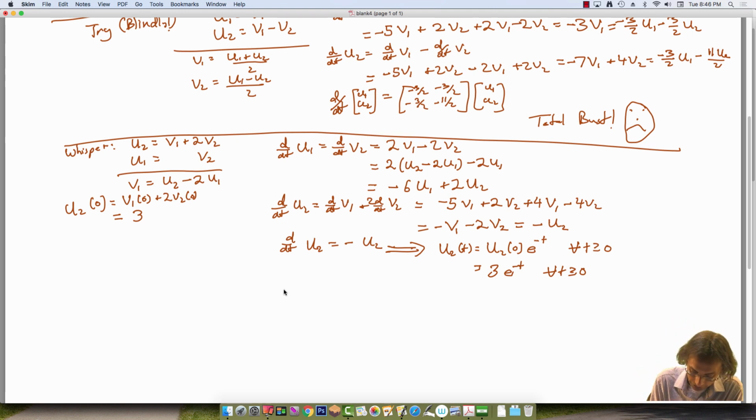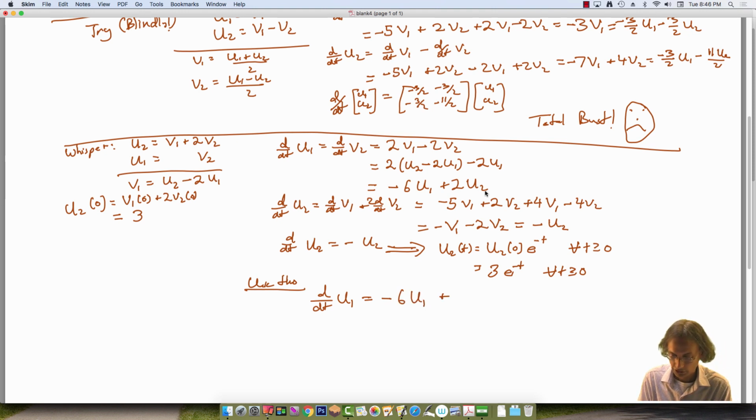So we have another equation now. We use this. And now we know d by dt u1 equals minus 6 u1 plus 2 times u2, which is just 6 e to the minus t. This is for every t greater than or equal to 0, as before. Now, this is where we can use what we did last time, which was understanding how such differential equations behave when we give them exponential inputs.